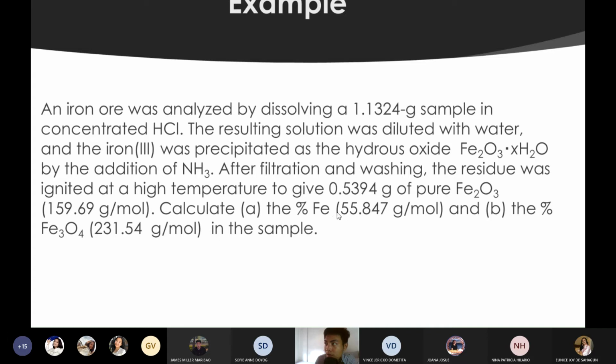Calculate the percent iron and the percent iron 3 oxide in the sample. Okay. So bale, itong part na to, kwento lang niya yung buong precipitation reaction. Kwento lang niya yung gravimetric process. No? And that's usual. Okay. So basahin niyo na lang yan. Pero wala naman masyadong important details diyan.